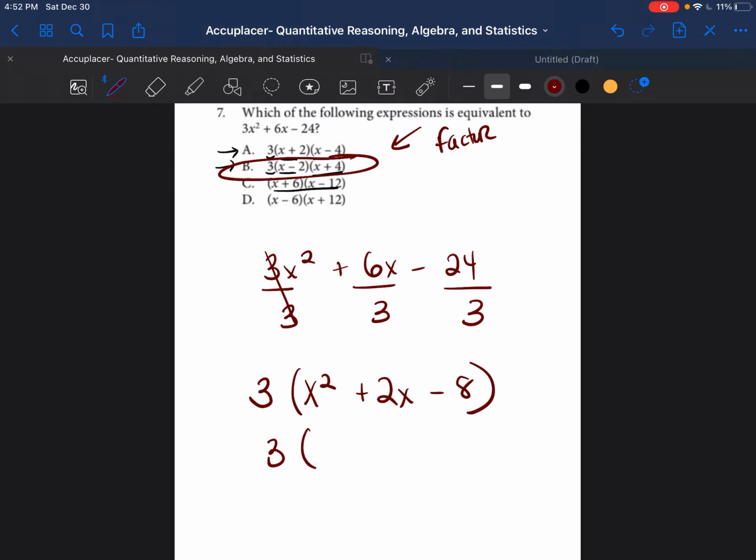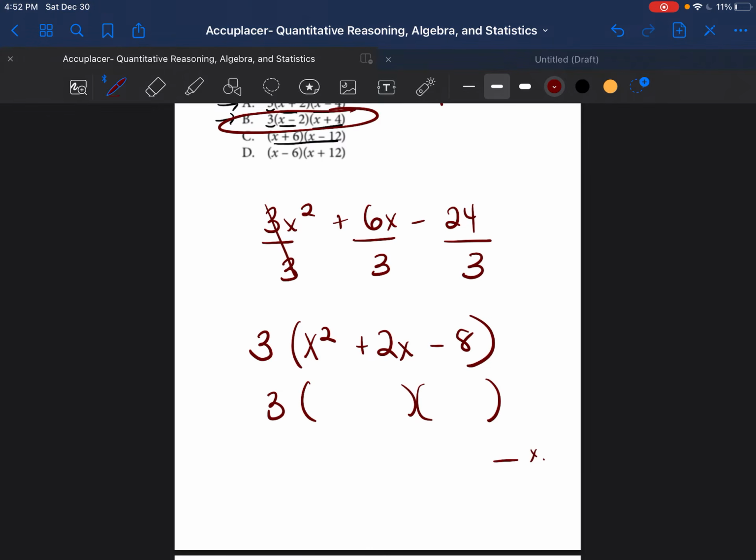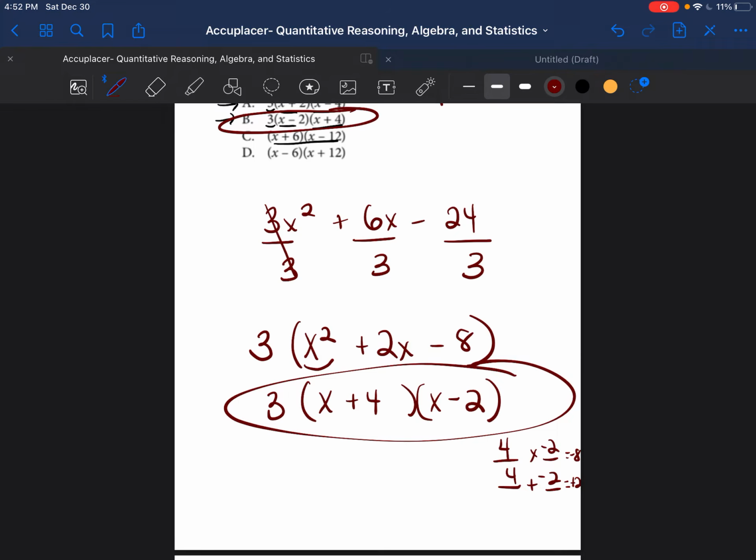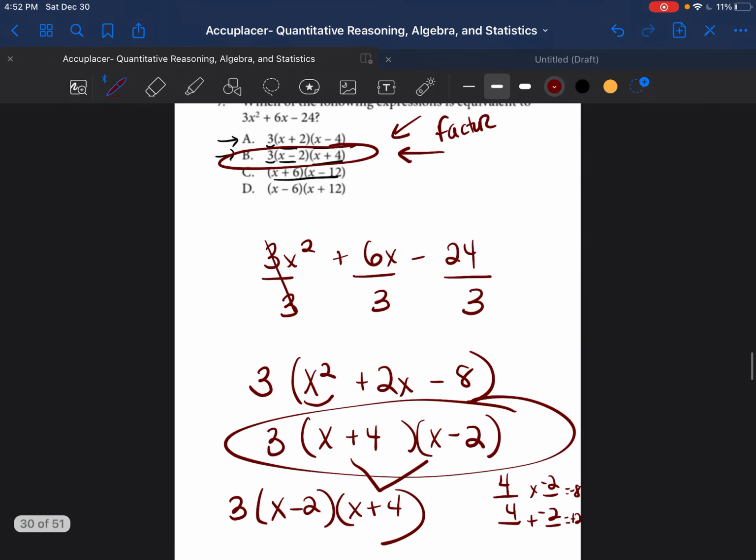Now I'm going to go ahead and break this down even further. I need to find 2 numbers that when you multiply, they equal negative 8, but when you add them, they equal positive 2. And that would be 4 and negative 2. So we break down the x squared by doing x and x. And then we add 4 and negative 2. And this is our answer. But it's always good to know that these two can be in either order. It could be x minus 2 and x plus 4. And that is the same as answer B.